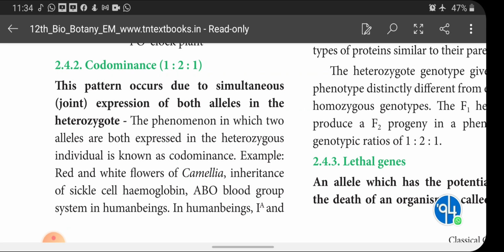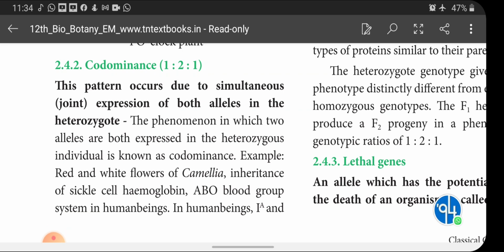Alleles of a gene expressing their phenotype together is called codominance. In that, neither of the alleles will dominate over each other, right? And this is called codominance. For this, AB blood group is an example of codominance.